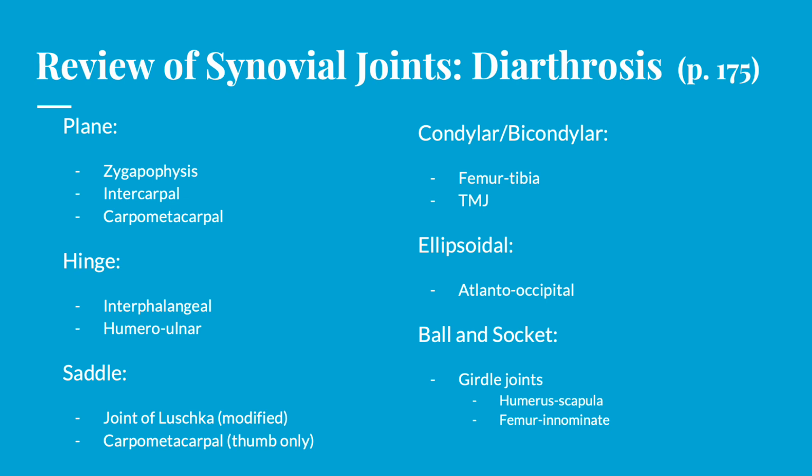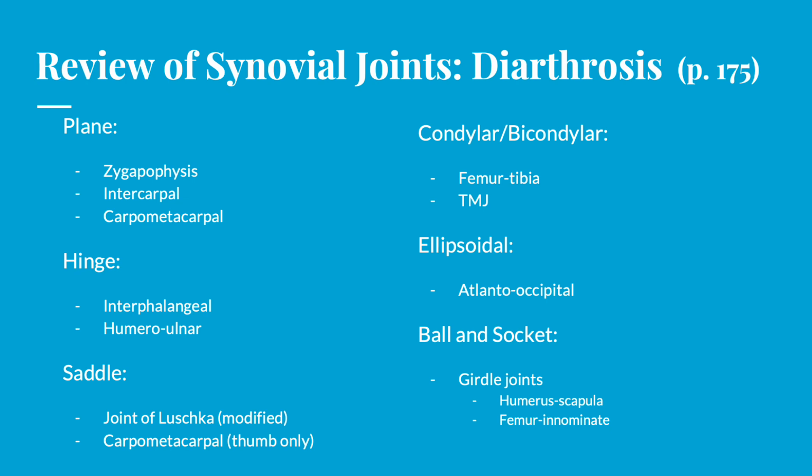So you've got your plane joints. Remember, those are your zygapophyseal joints. That's why it's so important to know the articular facet orientations, because they are flat, so they have to match up with the one above and below them. Your zygapophyseal joints are super important plane joints. Your intercarpal joints are also plane, and your carpometacarpal. Hinge joints are your interphalangeal and your humero-ulnar, between your humerus and your ulna.